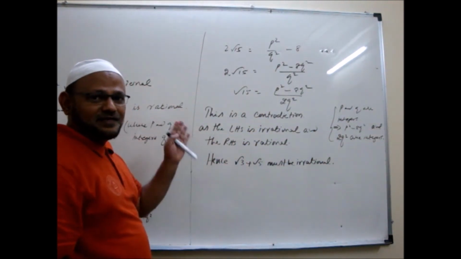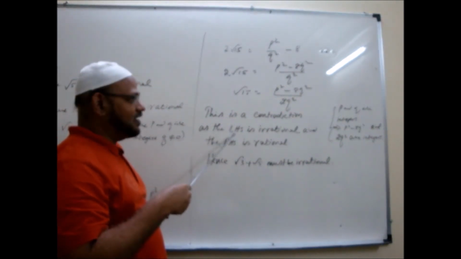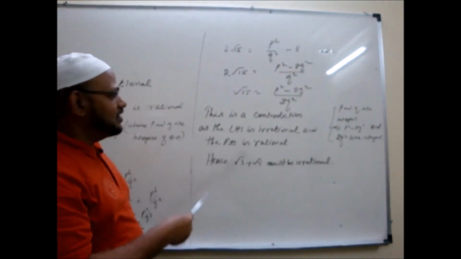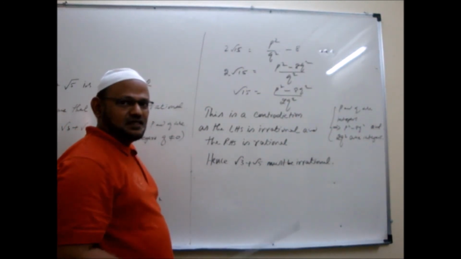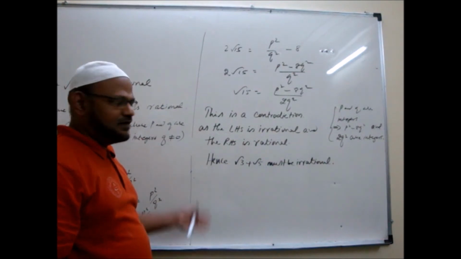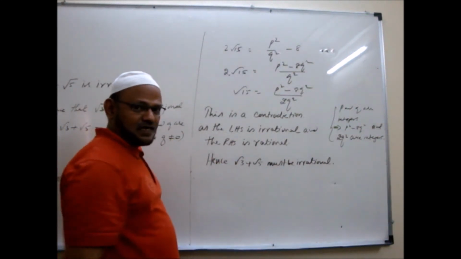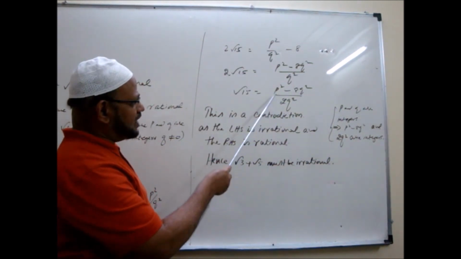And again tell the same dialogue. What is it? Left hand side is irrational and the right hand side is rational. It is a contradiction. The contradiction arises out of what you have assumed as rational. So root 3 plus root 5 must be irrational. Conclude like that. And please do write this.